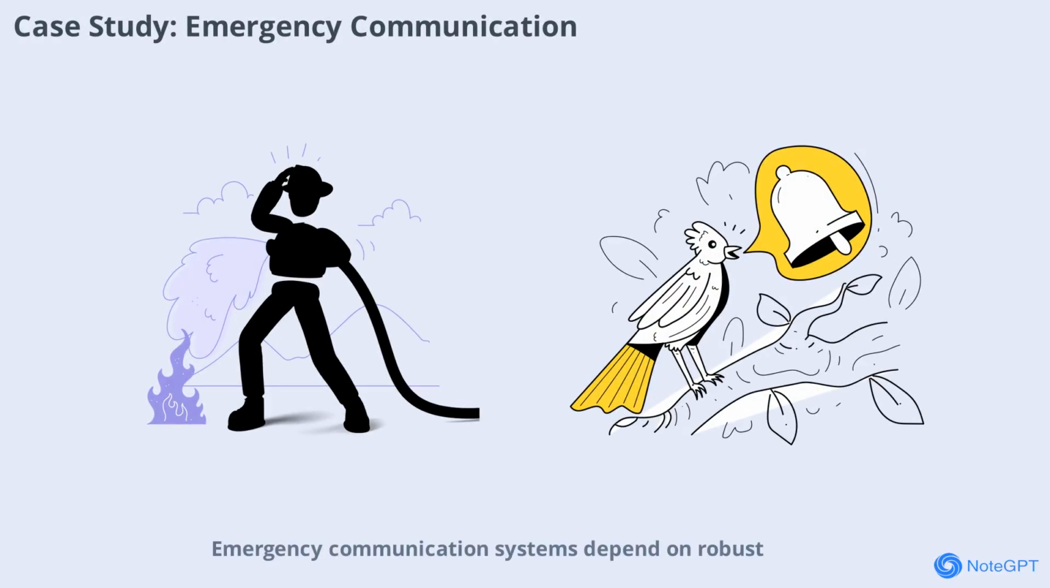Emergency communication systems depend on robust standards to ensure reliable operation during crises. These systems enable first responders to coordinate efforts, share information, and provide assistance quickly and efficiently. Standardized protocols are essential for interoperability between different agencies and organizations, saving lives and improving disaster response.